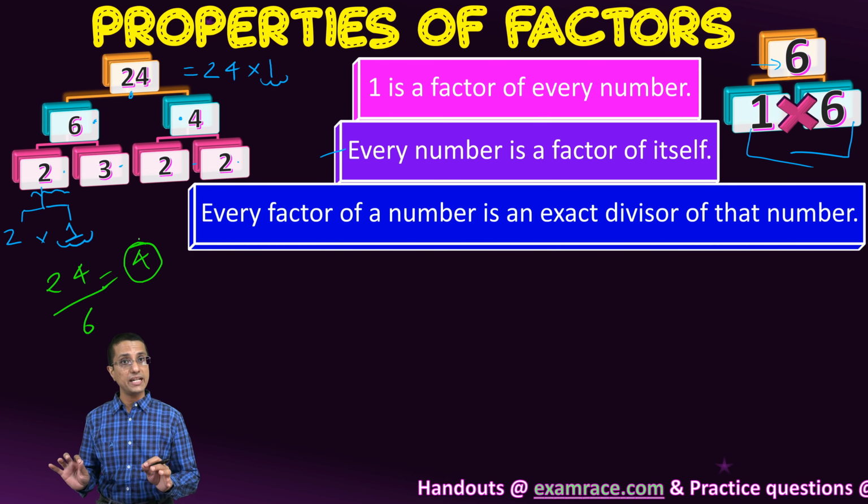The number of factors of a given number, for example 24, are not infinite. I should be able to list them down. I should be able to calculate each and every one of those. So let's just do exactly that now. Let's just list down the factors of number 84.